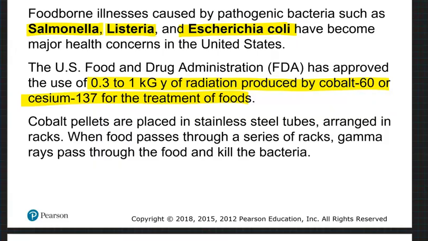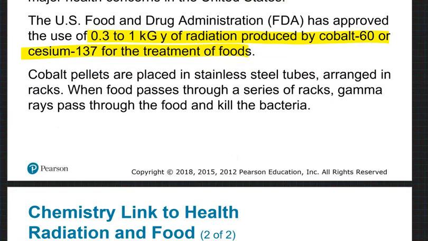So, cobalt and cesium are used to treat foods. Foods do not become radioactive. Please understand that, okay? You can find the image, but it's pretty much like when you go through security at the airport and you run your suitcase on those rolls, that's what it looks like. Those are just rolls, okay?